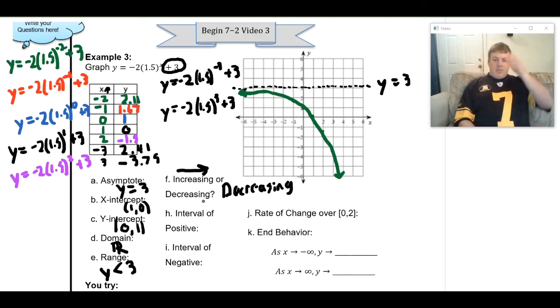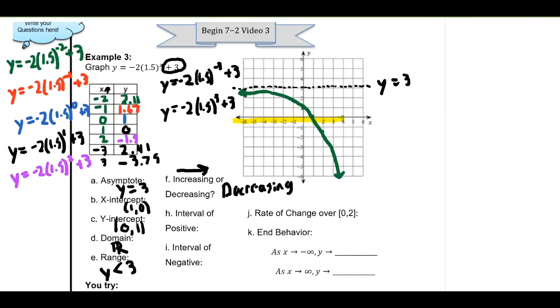Interval of positive and interval of negative. Since we do have the case where it's crossing the x-axis this time, we do see that it's going across this x-axis. It is going to switch at that x-intercept that we talked about earlier. It's going to be positive when it's above and negative when it's below. So it starts out being positive. Our interval of positive is going to be starting at negative infinity, because that's where we're starting out. And it's going to stay positive until we get to that x-intercept. That x-intercept is going to be 1. So our value is from negative infinity to positive 1.